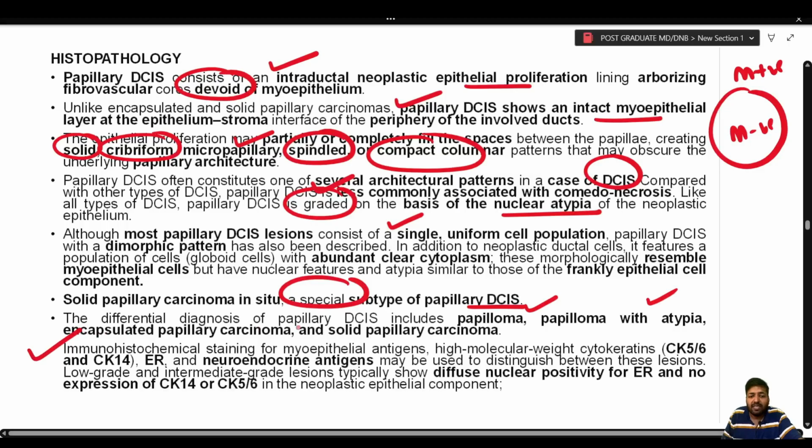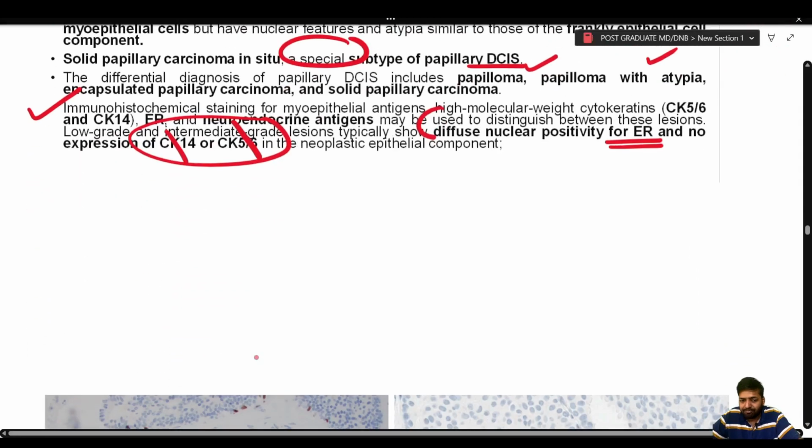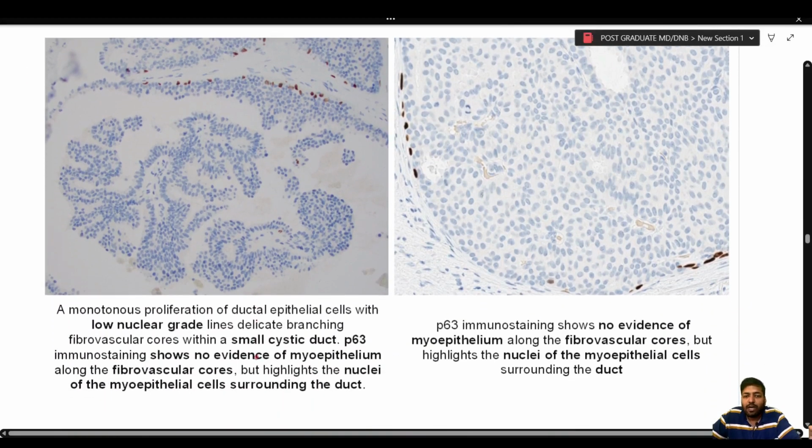Now, immunohistochemical staining for myoepithelial antigens, the high molecular weight cytokeratins, ER and neuroendocrine antigens may be used to distinguish between these lesions. Low grade and intermediate grade lesions typically show diffuse nuclear positivity for ER and no expression of CK14 or CK5/6. These are basically highlighting the myoepithelial cells, so they will be absent, but diffuse positivity for ER is seen in the epithelial proliferation areas. So this is what I wanted to tell you.